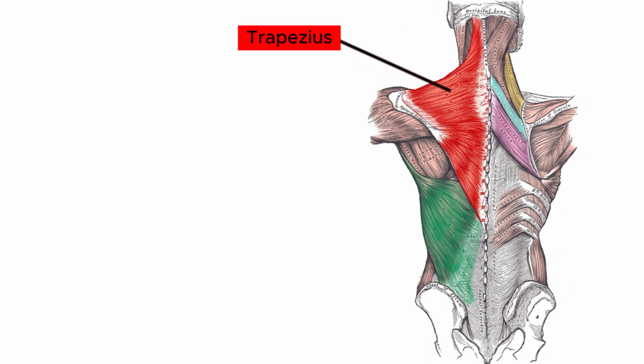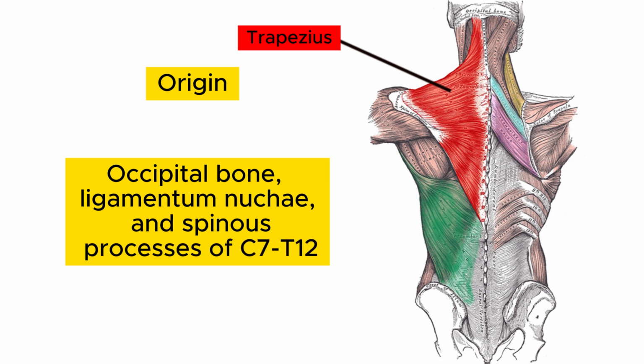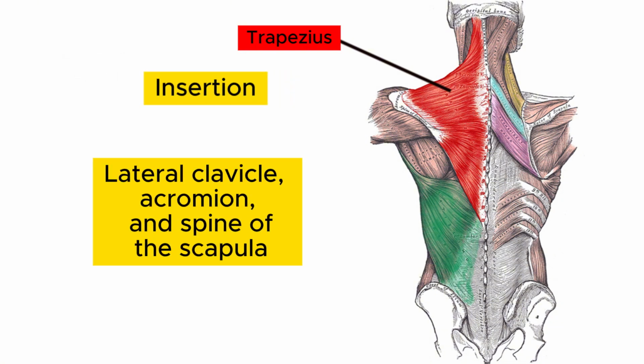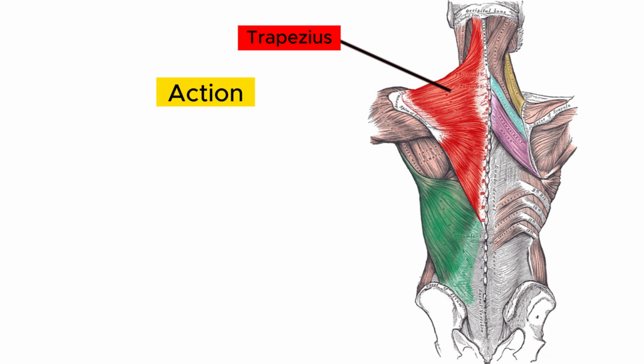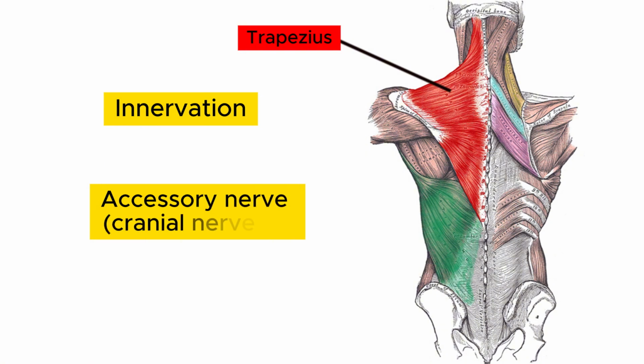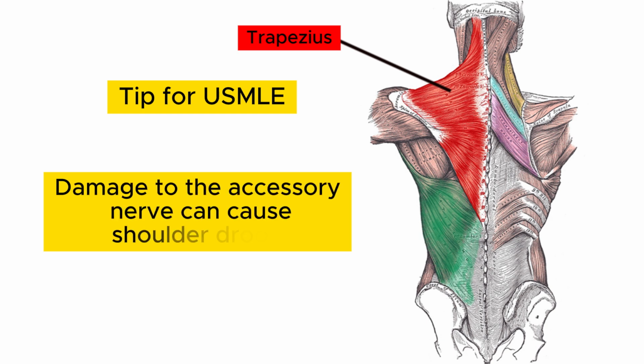Extrinsic muscles of the shoulder. First one is trapezius. Its origin is occipital bone, ligamentum nuchae, and spinous processes of C7 to T12. Insertion: lateral clavicle, acromion, and spine of the scapula. Its action is: upper fibers, elevate the scapula; middle fibers, retract the scapula; lower fibers, depress the scapula. Innervation: accessory nerve, cranial nerve 11. Do you know that damage to the accessory nerve can cause shoulder droop?